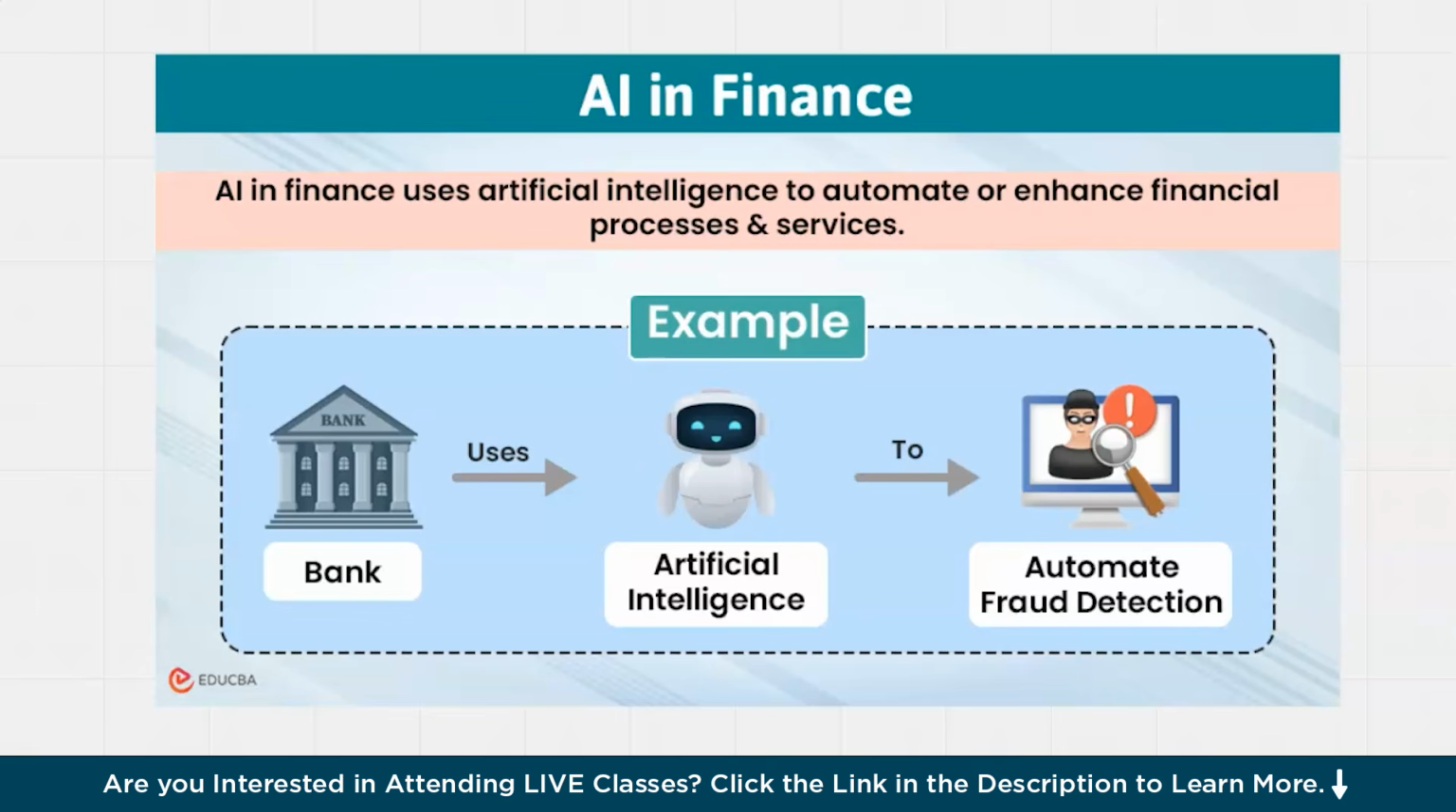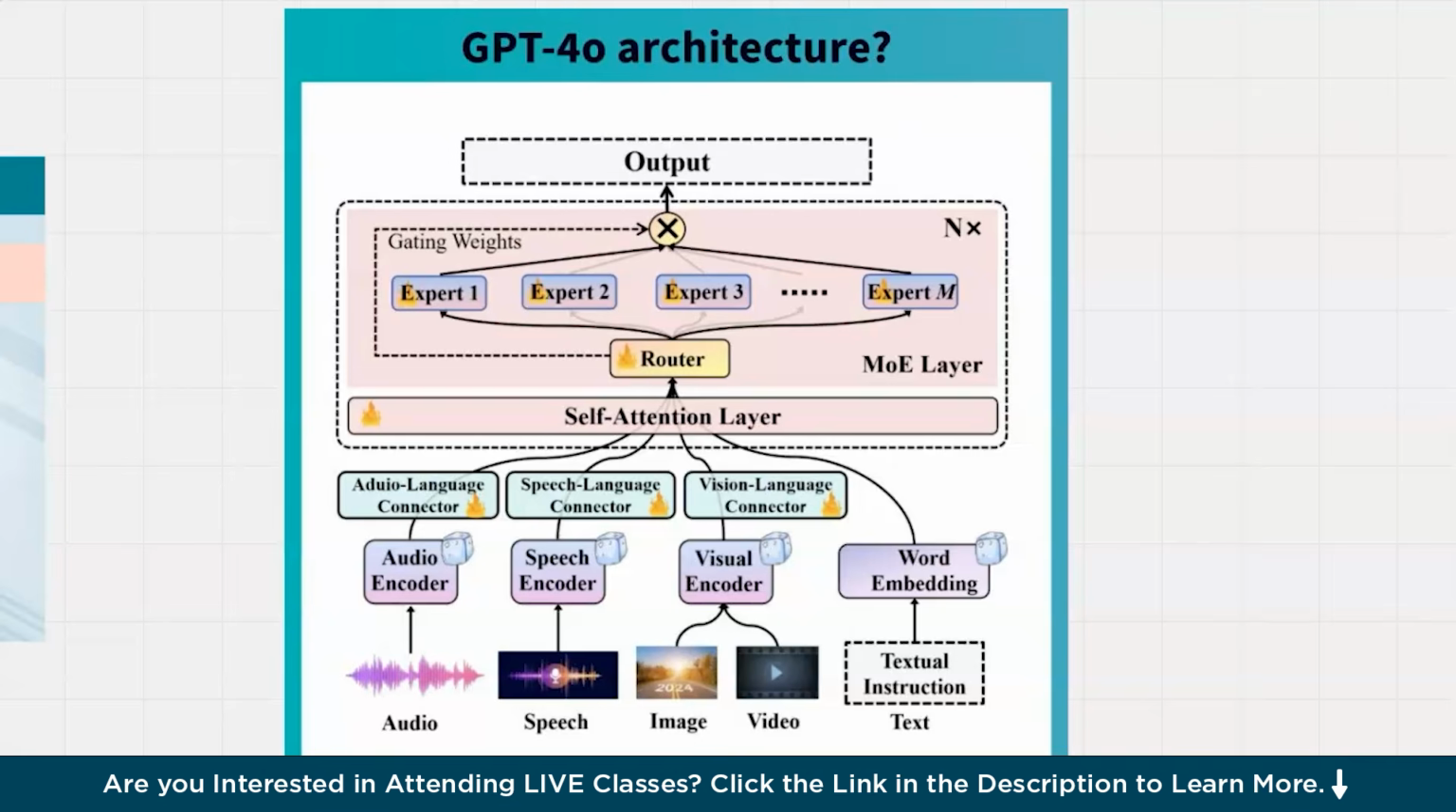Now let's move ahead and understand the architecture of GPT-4o. As you can see here, we have the GPT-4o architecture. This diagram provides a structured overview of GPT-4o's architecture. We are going to break it down into various layers and components. So guys, let's go step by step and understand how GPT-4o can process multimodal inputs, which means it can handle audio, speech, image, video, and text, and generate outputs very efficiently.